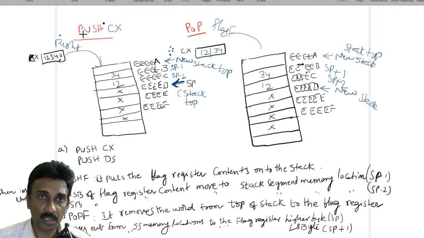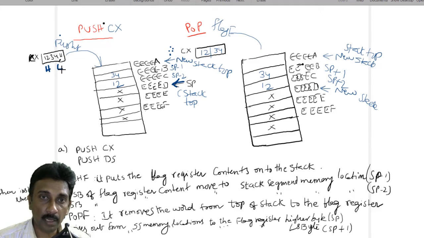Okay, the instruction is push cx, which means that the cx value 1234h is sent into the stack memory locations. So 34h is the lower byte and 12h is the higher byte.